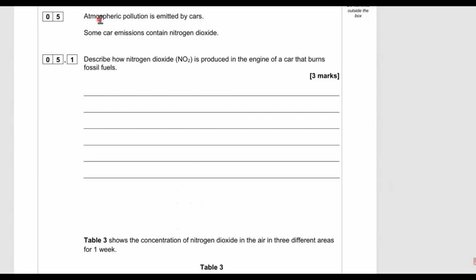Question 5. Atmospheric pollution is emitted by cars. Some car emissions contain nitrogen dioxide. Describe how nitrogen dioxide, NO2, is produced in the engine of a car that burns fossil fuels.